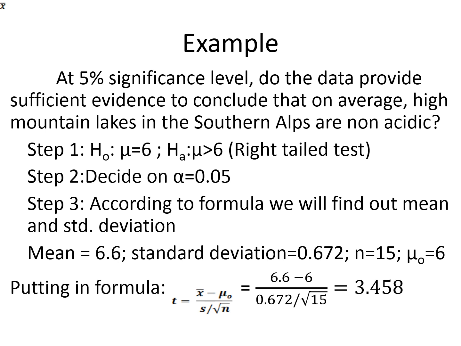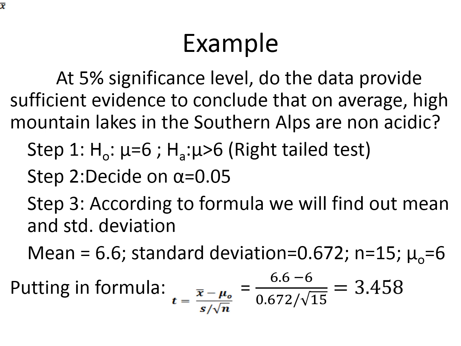Do the data provide sufficient evidence to conclude that on average, average means that it is a test concerning mean, not a test concerning standard deviation. High mountain lakes in Southern Alps are non-acidic. Since we are using one sample t-test, as we have the data of only one sample, so we are going to use t-test. Why are we going to use t-test? Recall my previous z-test lecture, that in t-test you don't need to have a population standard deviation given. So here population standard deviation is not given and you are going to apply t-test.